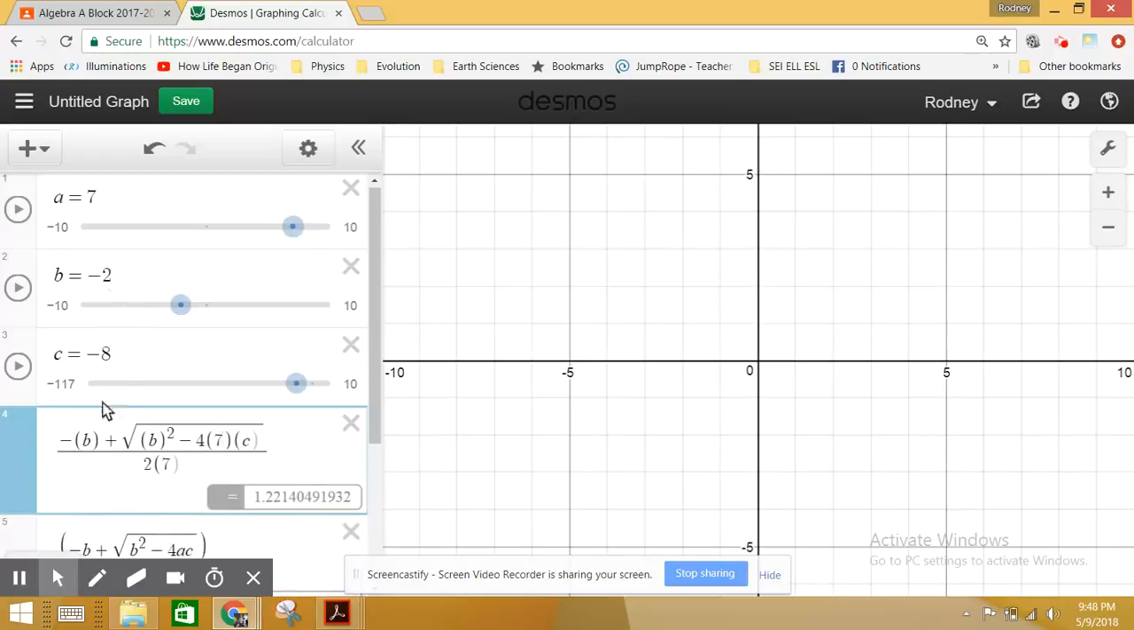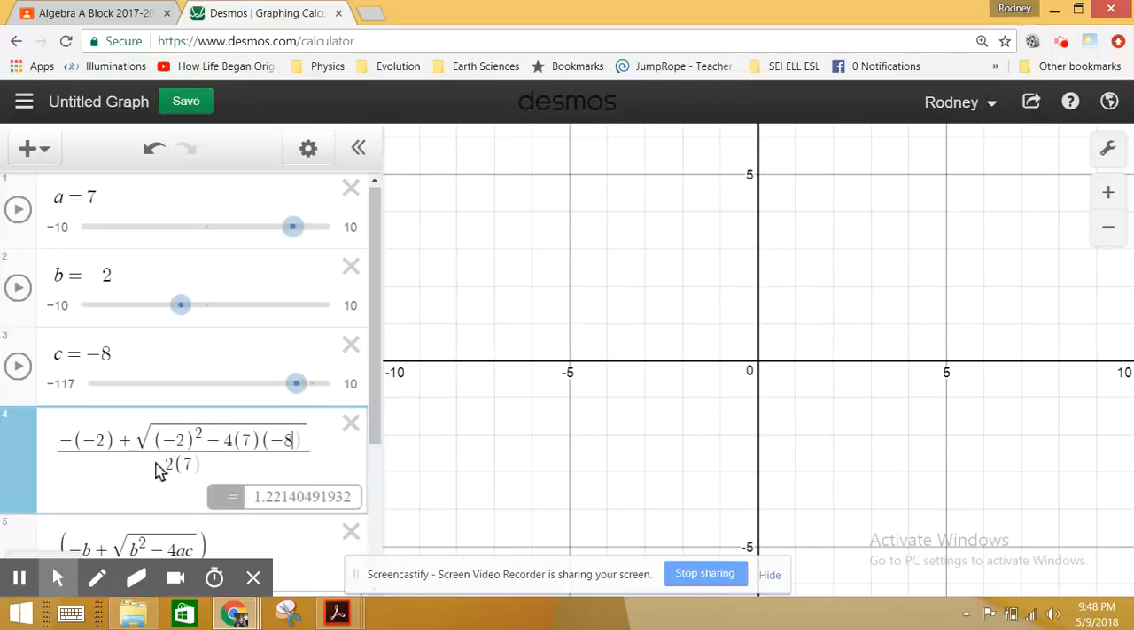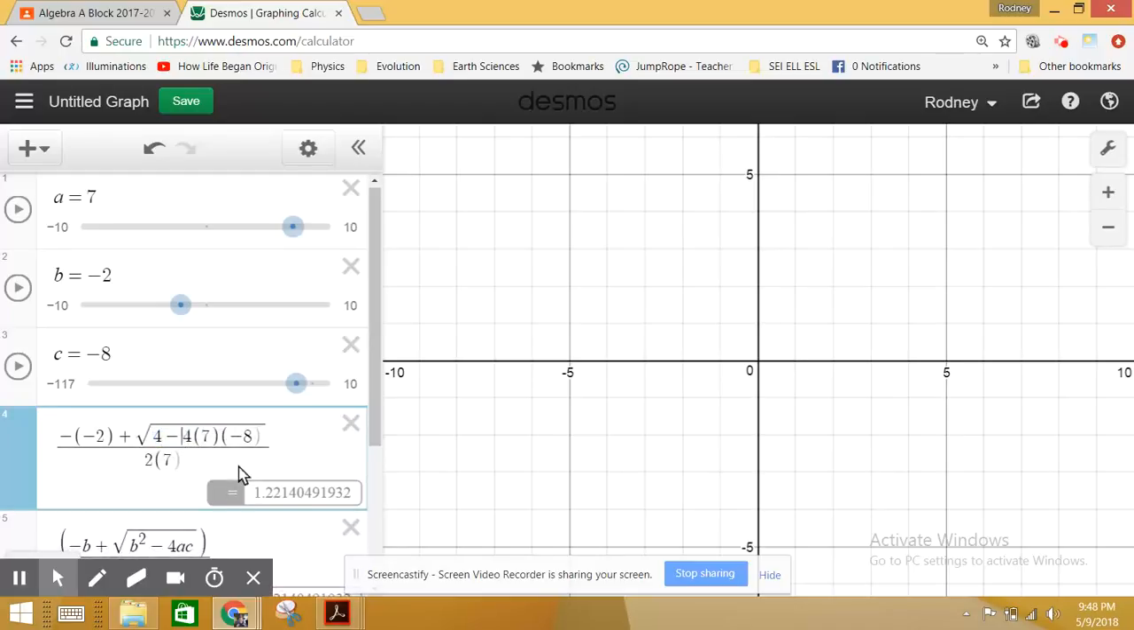I then would replace B wherever it shows up with -2. Yes, -2. All right, and then C is -8. And there I have all of my pieces. My next step is to start simplifying things. -2 squared is 4. 4 times 7 is 28. And 28 times -8. All right, so the negative is going to make this plus, because negative times negative.